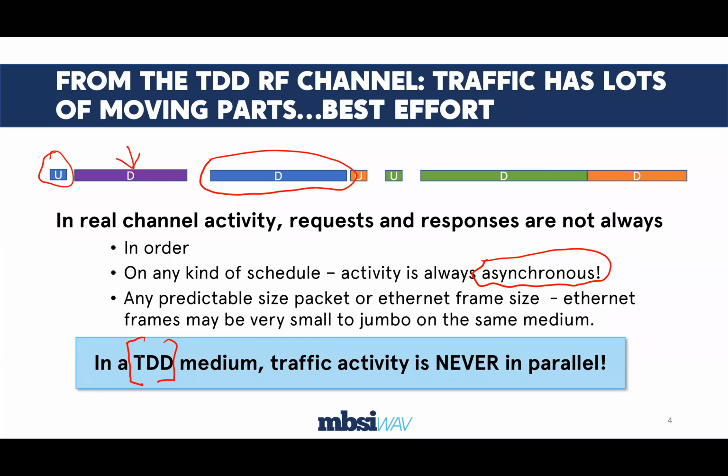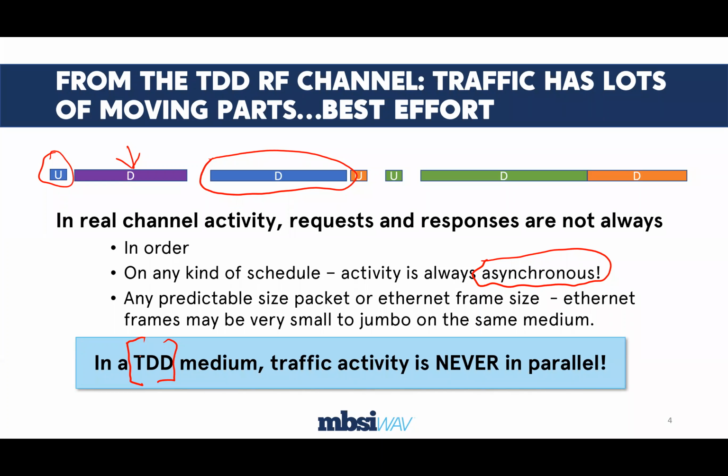The transceiver is either in transmit mode or receive mode, but it's never in both at the same time. So traffic activity is never in parallel. It would be great if it was, and there are some huge advantages in efficiency to having things happen in parallel.